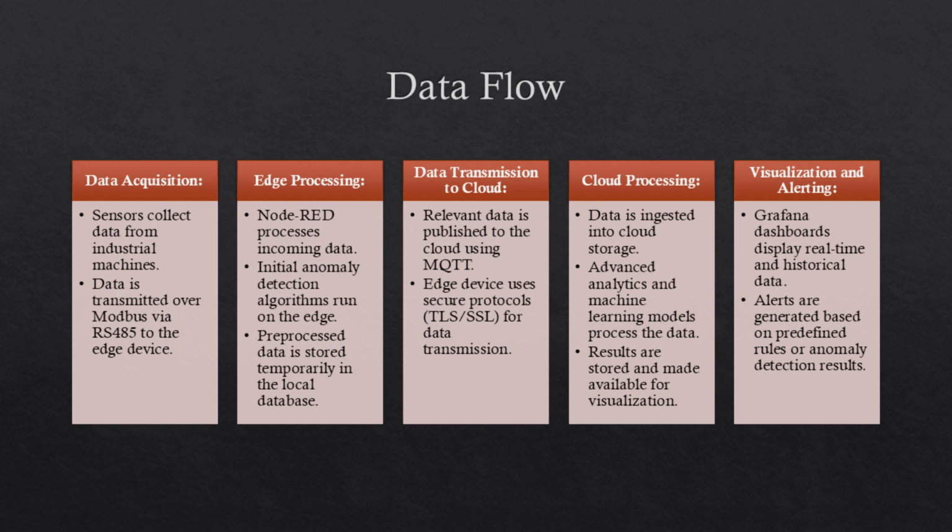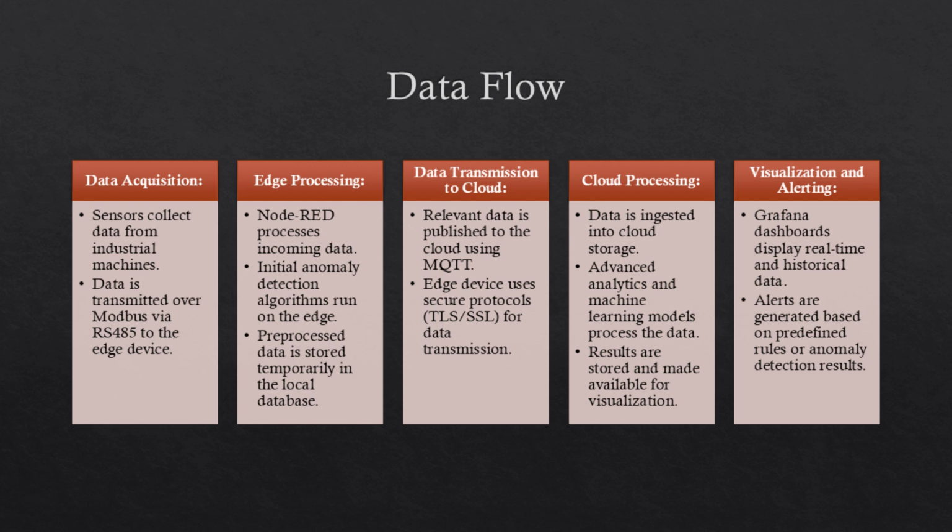The process begins with data acquisition. Sensors attached to industrial machines collect real-time data. This data is transmitted over Modbus via RS485 to the edge computing device, ensuring a reliable and timely transfer of information. At the edge device, Node-RED processes the incoming data. Initial anomaly detection algorithms run here to identify any immediate issues. The pre-processed data is then stored temporarily in the local database, which serves as a buffer in case of network disruptions. Relevant data is securely published to the cloud using MQTT with TLS/SSL encryption. This ensures that sensitive information remains protected during transmission.